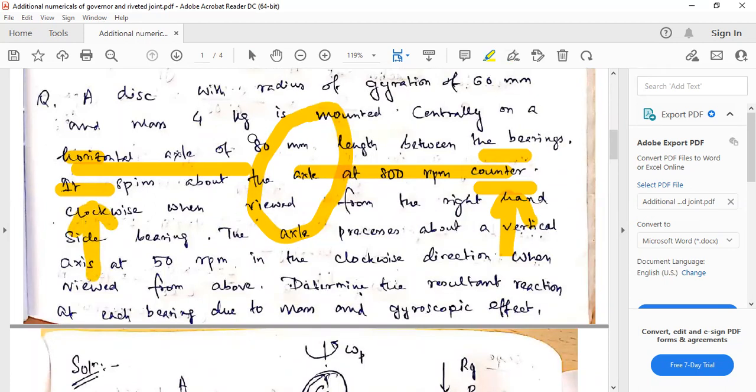The mass of the disc is 4 kg, and the radius of gyration for the disc is 60 mm. It is centrally mounted, meaning it is in between these two, at the center of the axle. So this horizontal axle length is 80 mm. From here to here, the length is 80 millimeter. So this is shown here.